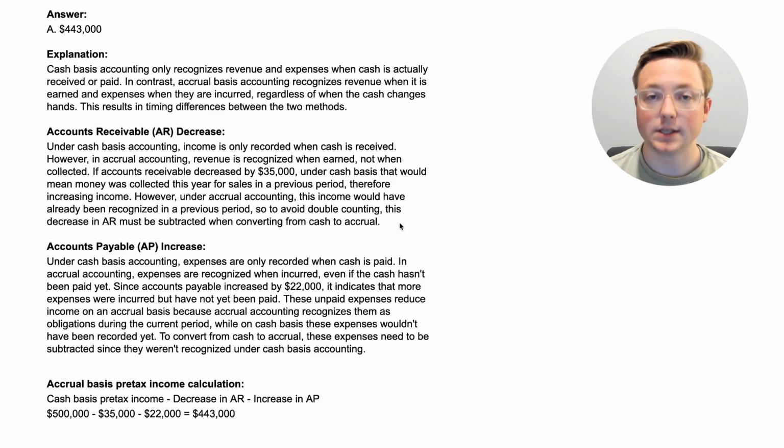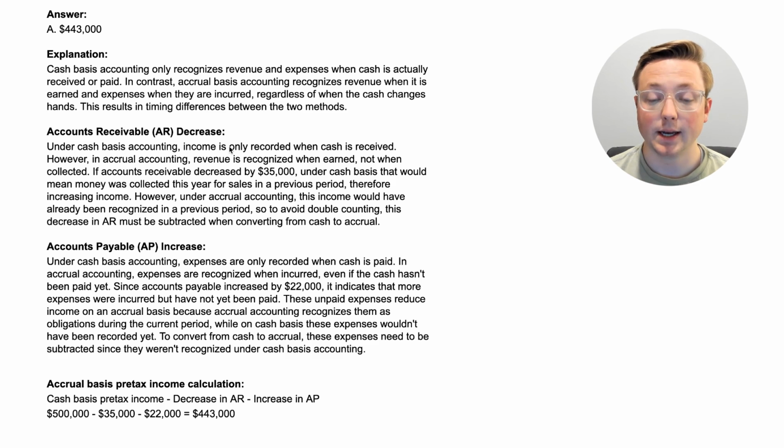Now, let's dive into this so that you can get a deeper understanding. Again, if you can understand this concept, you could apply it to really anything when you're converting from cash basis to accrual. So make sure you understand this. Cash basis accounting only recognizes revenue and expenses when cash is actually received or paid. In contrast, accrual basis accounting recognizes revenue when it is earned and expenses when they are incurred, regardless of when the cash changes hands. So that, of course, leads to some timing differences, which is why cash and accrual can be different very frequently. Let's talk about what happens when accounts receivable decreases.